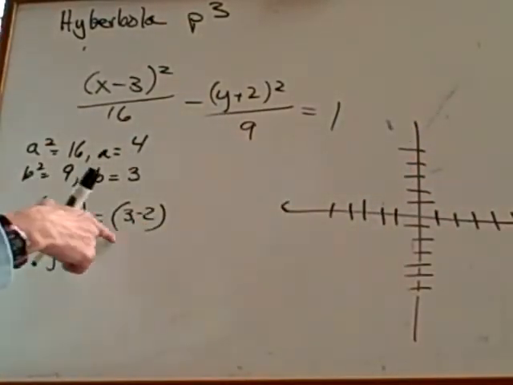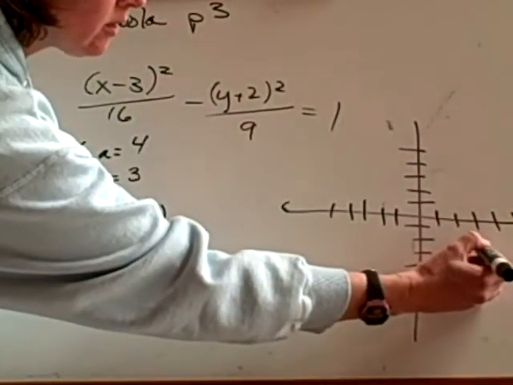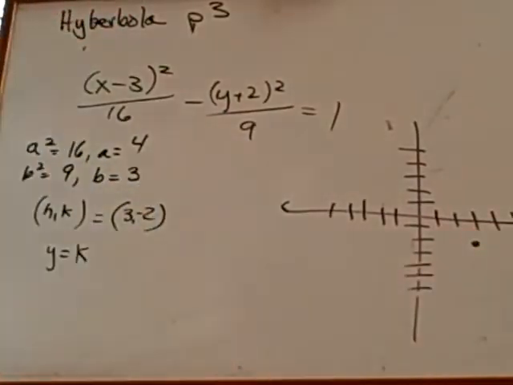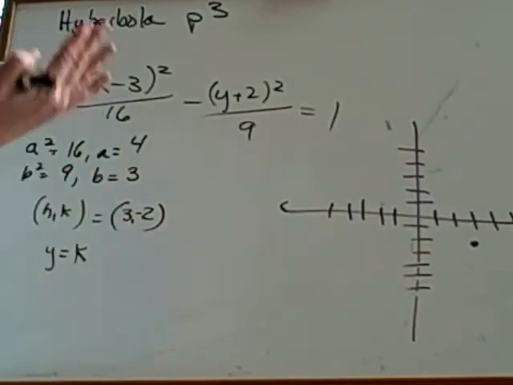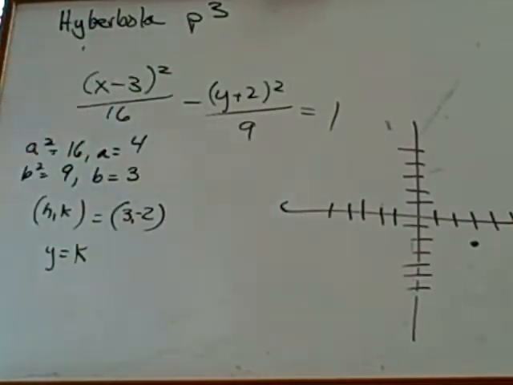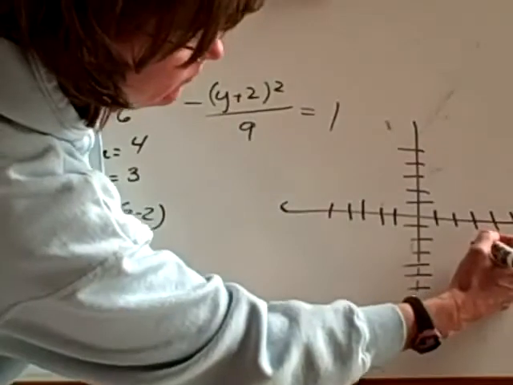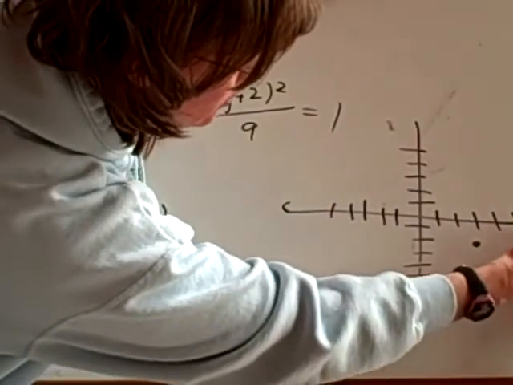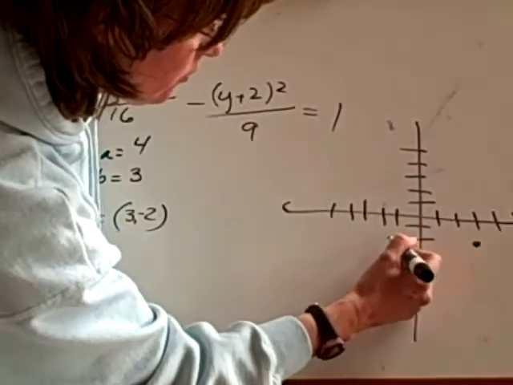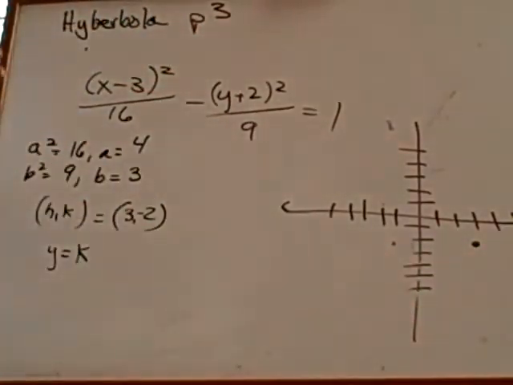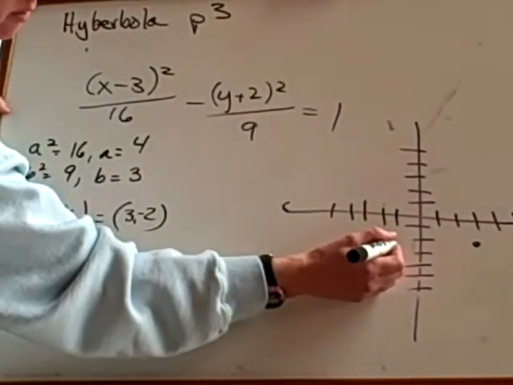What was my center again? It was 3, negative 2. So if I go 1, 2, 3, and then down 2, there's my center. Now, I know that my semi-transverse axis length is this a of 4. So I can go 4 over to the left and 4 back to the right. I want to go horizontal because it was under the x here, right? So 1, 2, 3, 4, I can put that there. And 1, 2, 3, 4, I can put that there. That gives me part of my rectangle. These are actually the vertices right here.